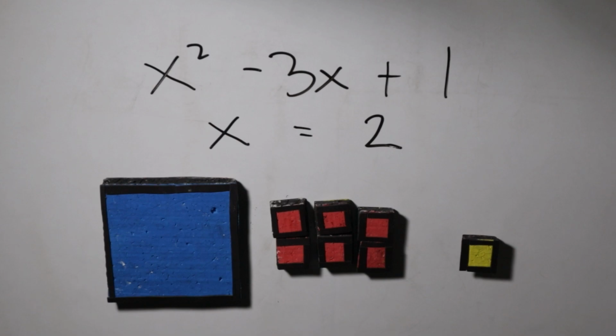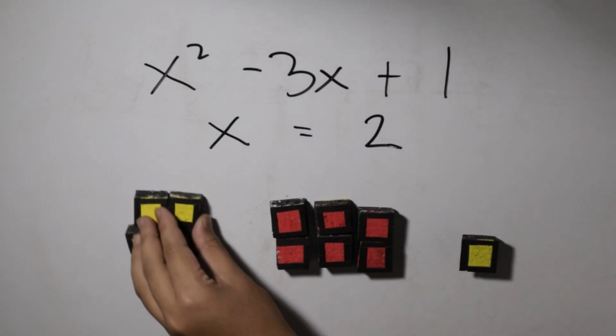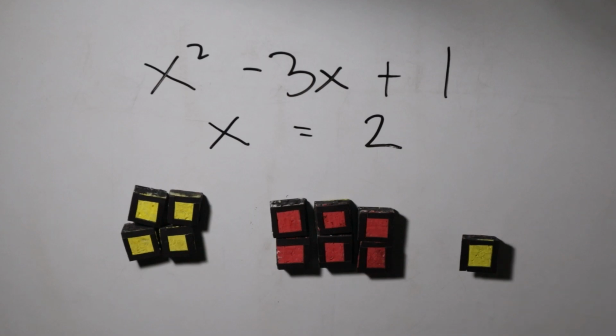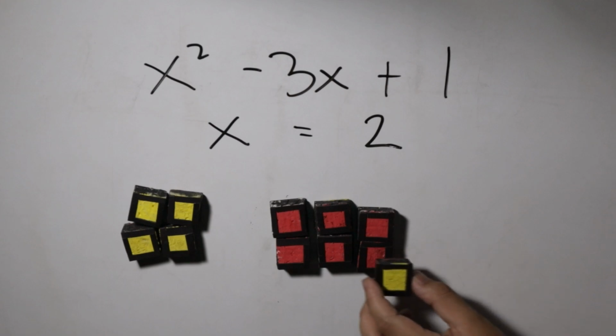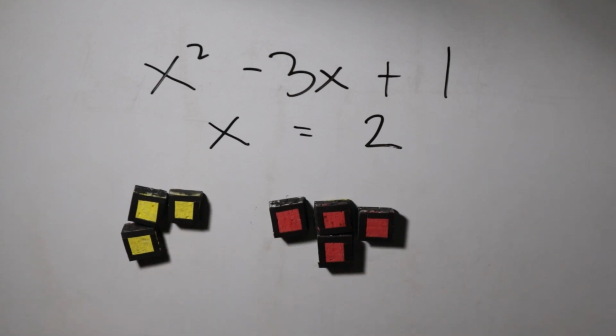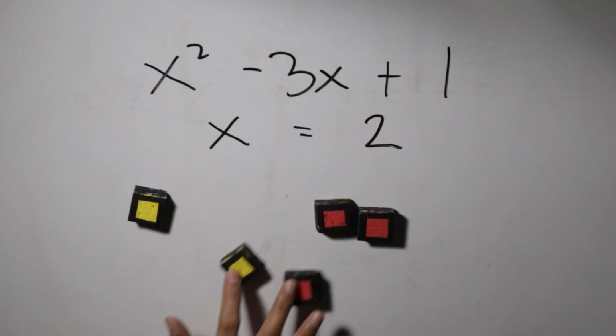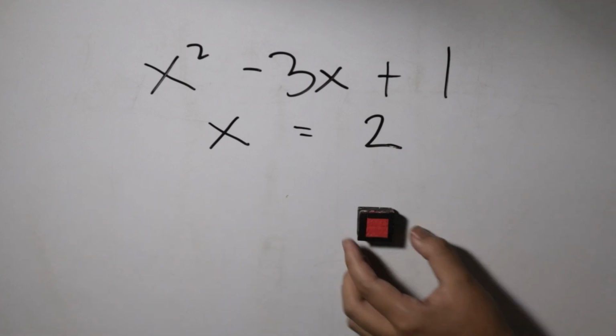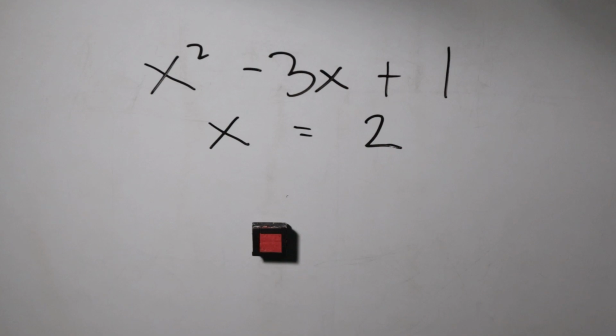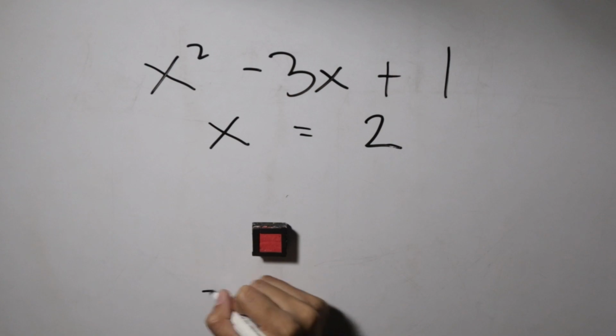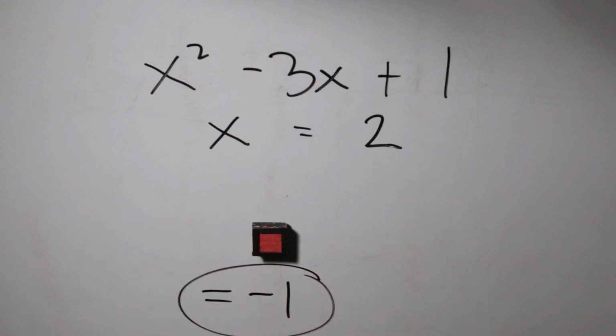We'll build a square that is x units wide and x units long. Since x is equal to 2, let's build a positive 2 by 2 square to replace the positive x squared. So once all the variables are gone, all that is left to do is to find the combined value of all of these tiles. Let's start out by pairing positive and negative tiles and canceling those out. And now, I'm left with one negative constant tile. Therefore, when x is equal to 2, the value of this expression is negative 1.